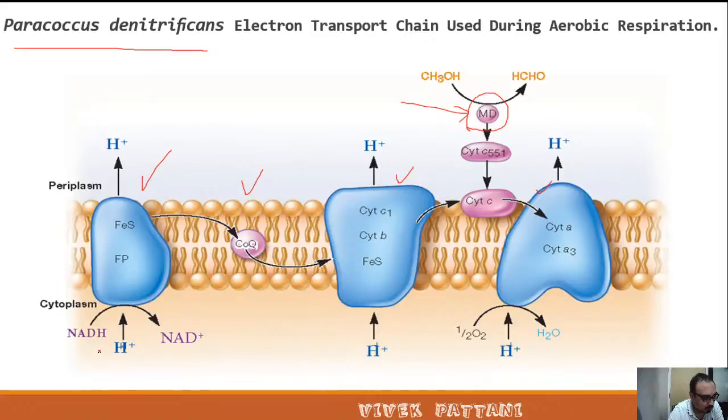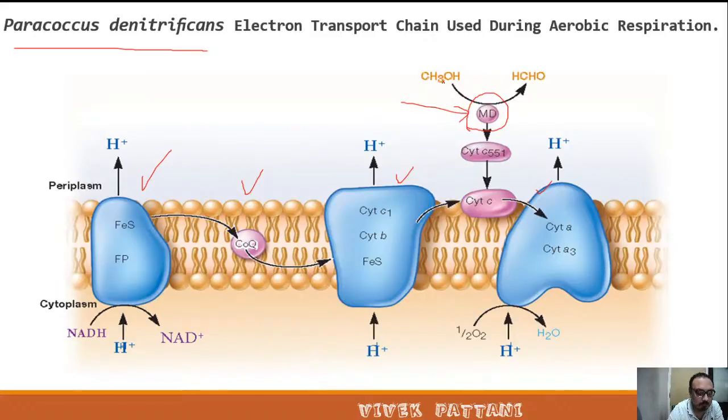So the process is almost similar. I am repeating the whole process again. NADH will be converted into NAD, and hydrogen ions will be pumped into the periplasm. The electrons are transferred from FES to coenzyme Q to cytochrome B, FES, cytochrome C1. At this point also, hydrogen protons are pumped into the periplasm, and these electrons are transferred to the cytochrome C, and then to cytochrome A and cytochrome A3, which in a combined manner will act as oxidases.